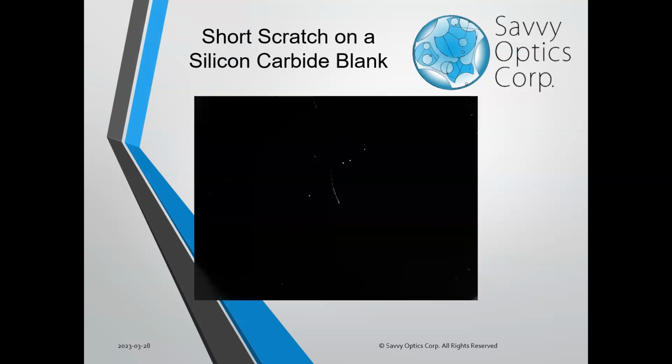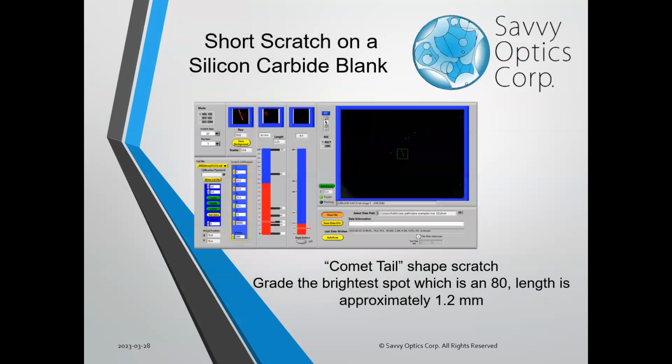This is another comet tail. This is a much shorter one. So on a shorter comet tail, you again grade it based on the brightest point along the scratch, but then you have to evaluate its length as well. In this case, it's about 1.2 millimeters.